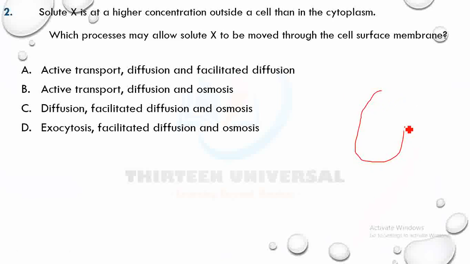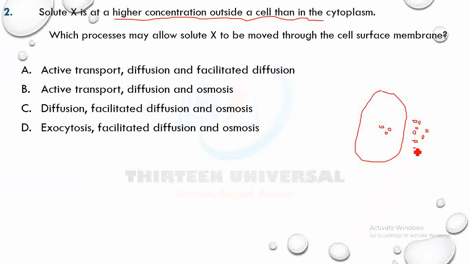If this were a cell, let's assume, and they said that the solute was of higher concentration outside of the cell than in the cytoplasm. Let's assume this is the solute here. That's solute X, and we have it outside the cell. So we have more of this solute outside. That's why the concentration outside is more. So how can this solute move?